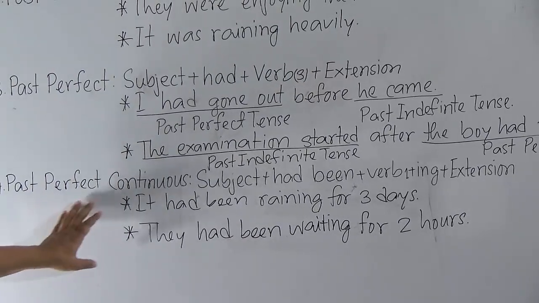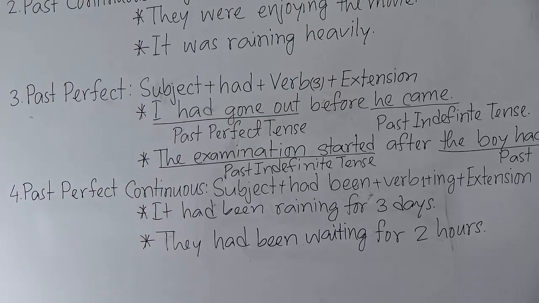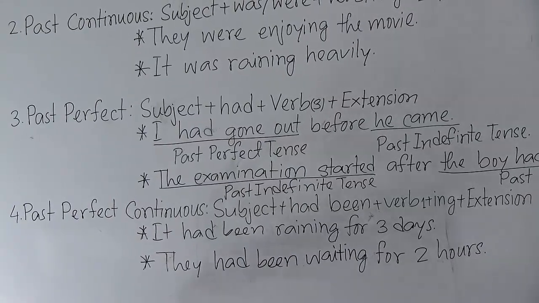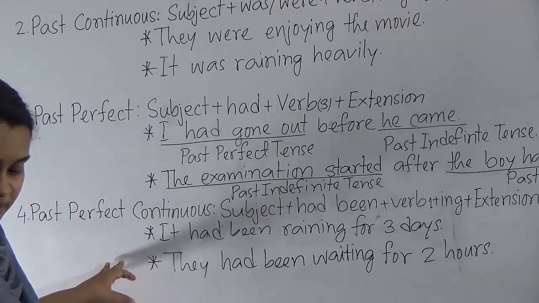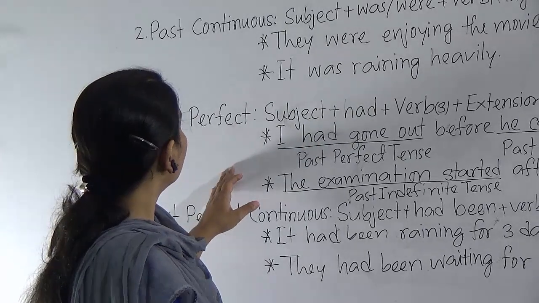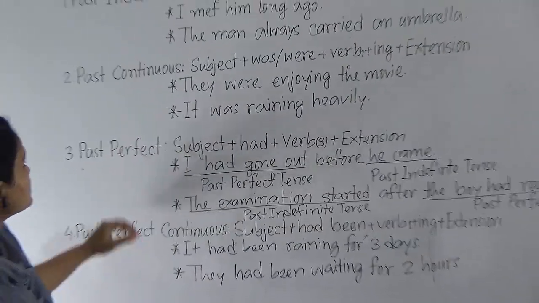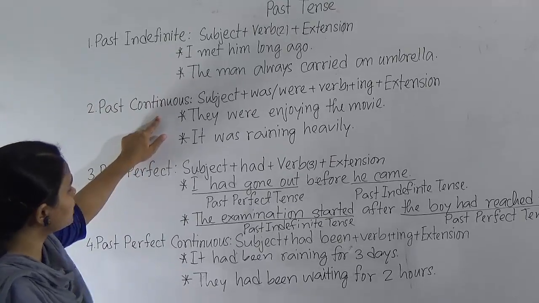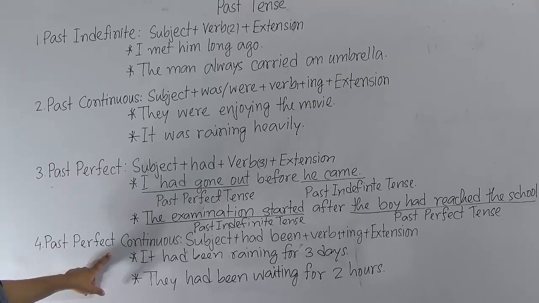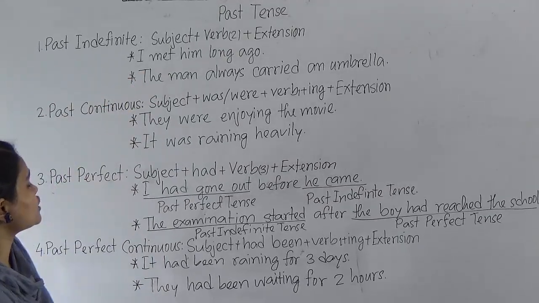So this is past perfect continuous tense, and we use past perfect continuous tense to show an action that started in the past and continued up until another time in the past. So this is the 4 structures of the past tense: past indefinite tense, past continuous tense, past perfect tense, and past perfect continuous tense. And all of you will go through the structure and try to remember the structures.